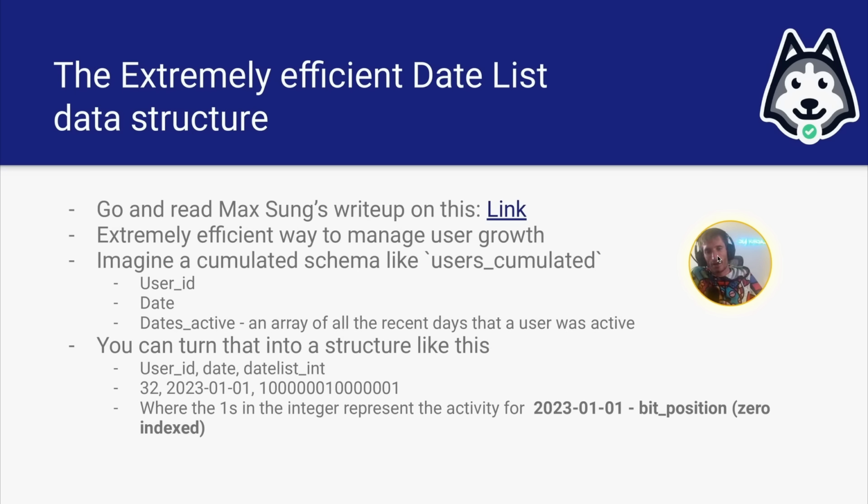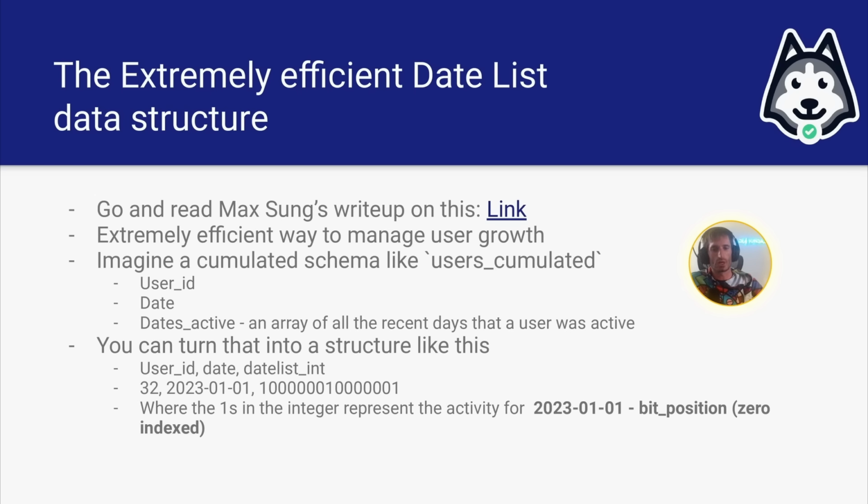One of the things that sucks about that, though, is that you have this big old array of dates, and you don't really need them, because dates can mostly be thought of as an offset. So think about it this way instead: you have a thing called a datelist int. Imagine we have user 32, January 1st, and then this structure is going to be the number of days back when that user was active.